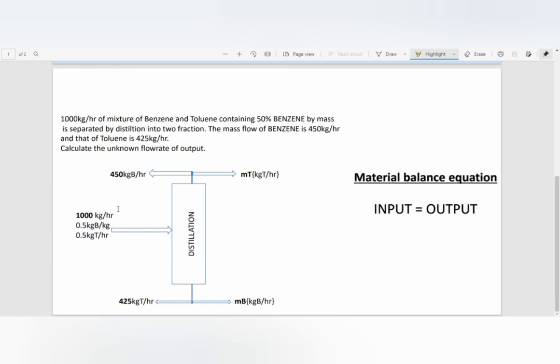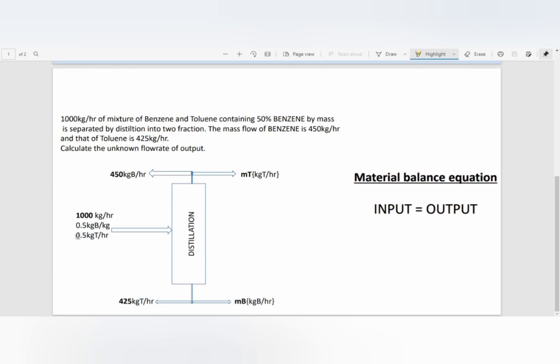So 1000 kg per hour is the overall or total input going into the system, and 0.5 is the mass fraction of benzene included in the 1000. The toluene part is also 0.5 in this 1000 kg per hour inlet stream.